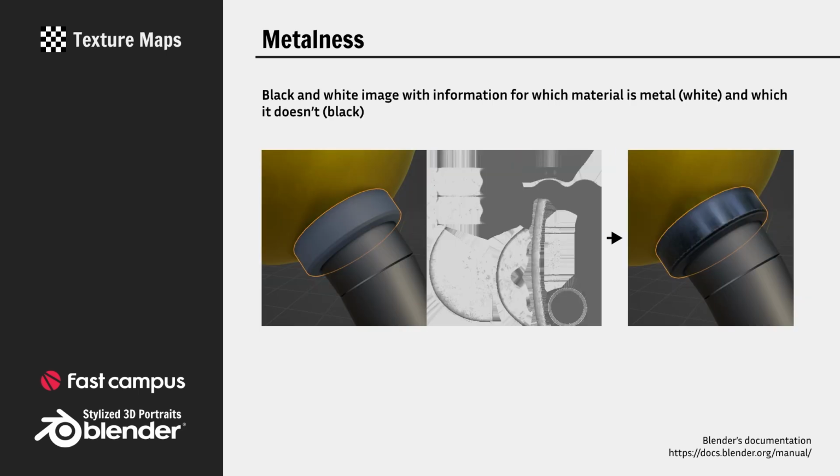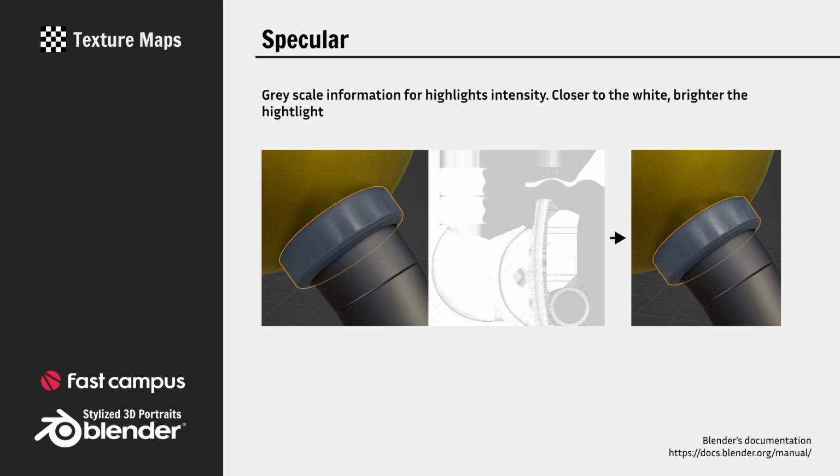metals, black and white image information, black being non-metallic in objects and white being metallic. Specular map, there's a grayscale information for highlight intensity, and the closer to white, the brighter the highlight.